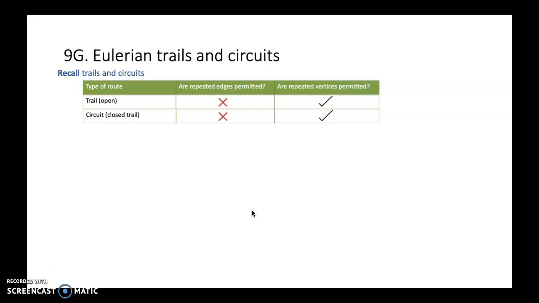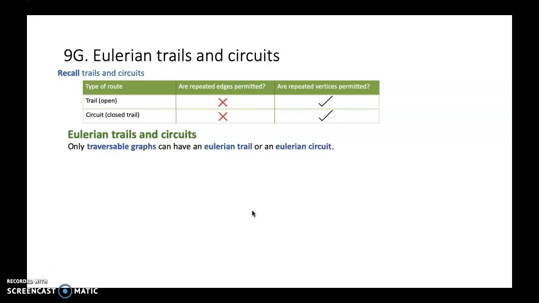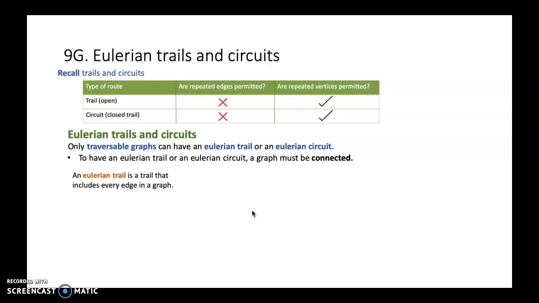They're basically closed trails. For Eulerian trails and circuits, we can only find them in a traversable graph, which means the graph must be connected. Now let's compare Eulerian trails and circuits. Eulerian trails include every edge in a graph. Then an Eulerian circuit includes every edge in a graph as well.